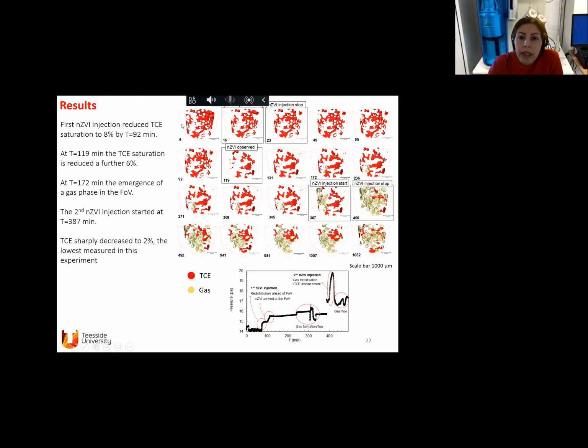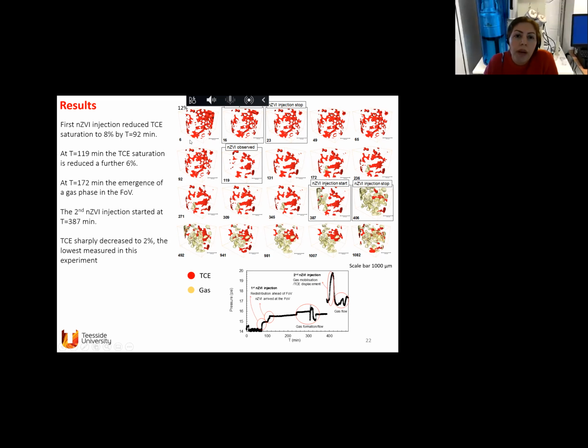So what you can see is that in the beginning, we have about 12%. That's the saturation of TCE in the bit that we were imaging. So again, this is smaller than the whole column. So we had 12% to begin with. We injected the nanoparticle first time. You're not actually seeing the nanoparticle suspension phase here because it would be very busy if I show all the phases. I am only showing the TCE phase, which is what we are interested in removing. And at a later stage, you can see that the gas phase is shown in yellow.